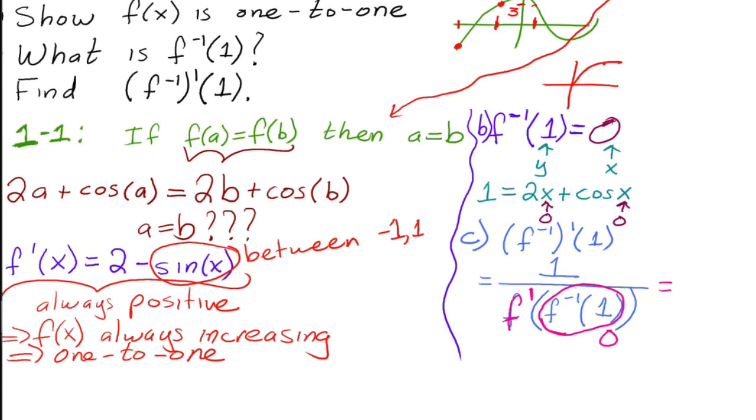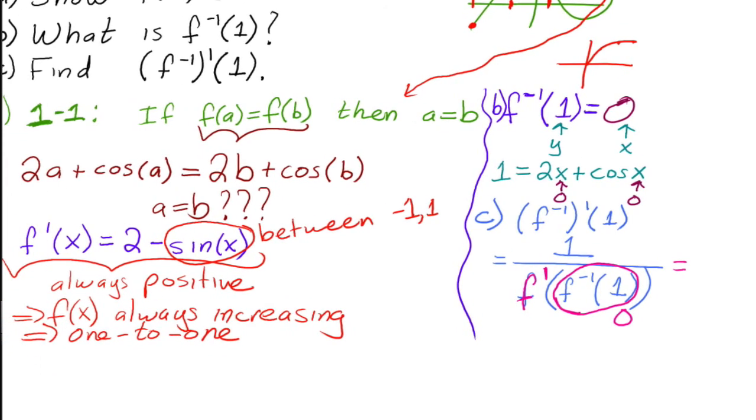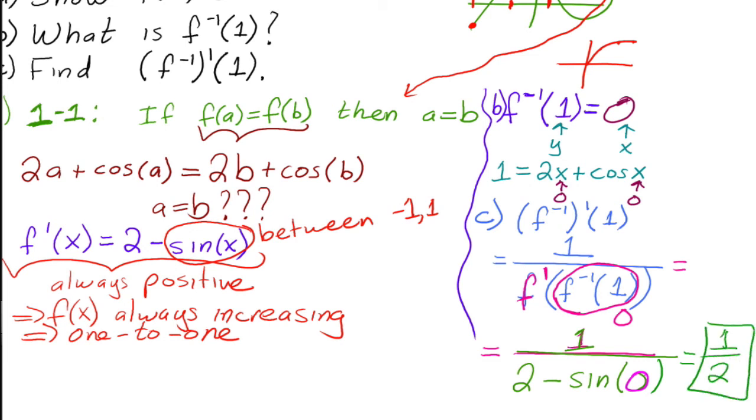Let me actually just go down instead. So this is equal to 1 over f prime, that's 2 minus sine of x. In this case, it's at 0. So 1 over 2 minus sine of 0. Well, what's sine of 0? That's 0. So this is equal to 1/2. And that's it.